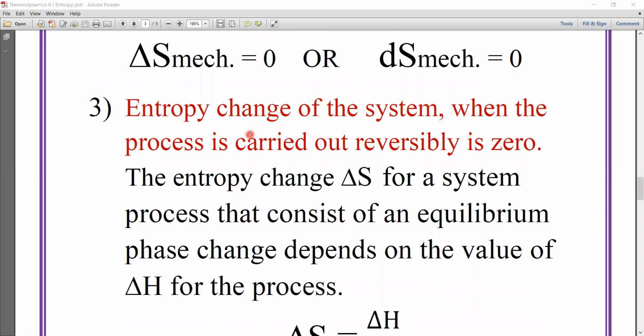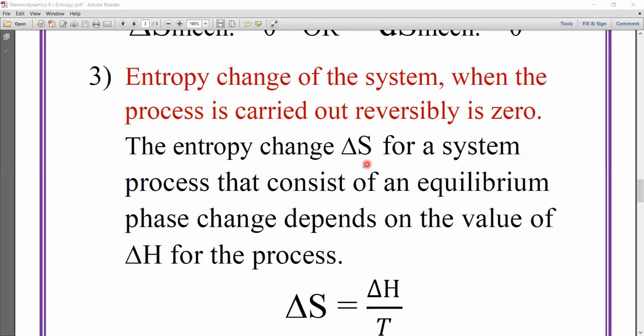That is, entropy change of the system when the process is carried out reversibly is 0. Now entropy change, that is delta S. Simply, entropy is denoted by S. और अगर change है तो we can take here delta S. What is delta S? Change in entropy. जैसा change in volume we can denote delta V, change in pressure delta P, change in temperature delta T. Similarly we can write the entropy change as delta S.